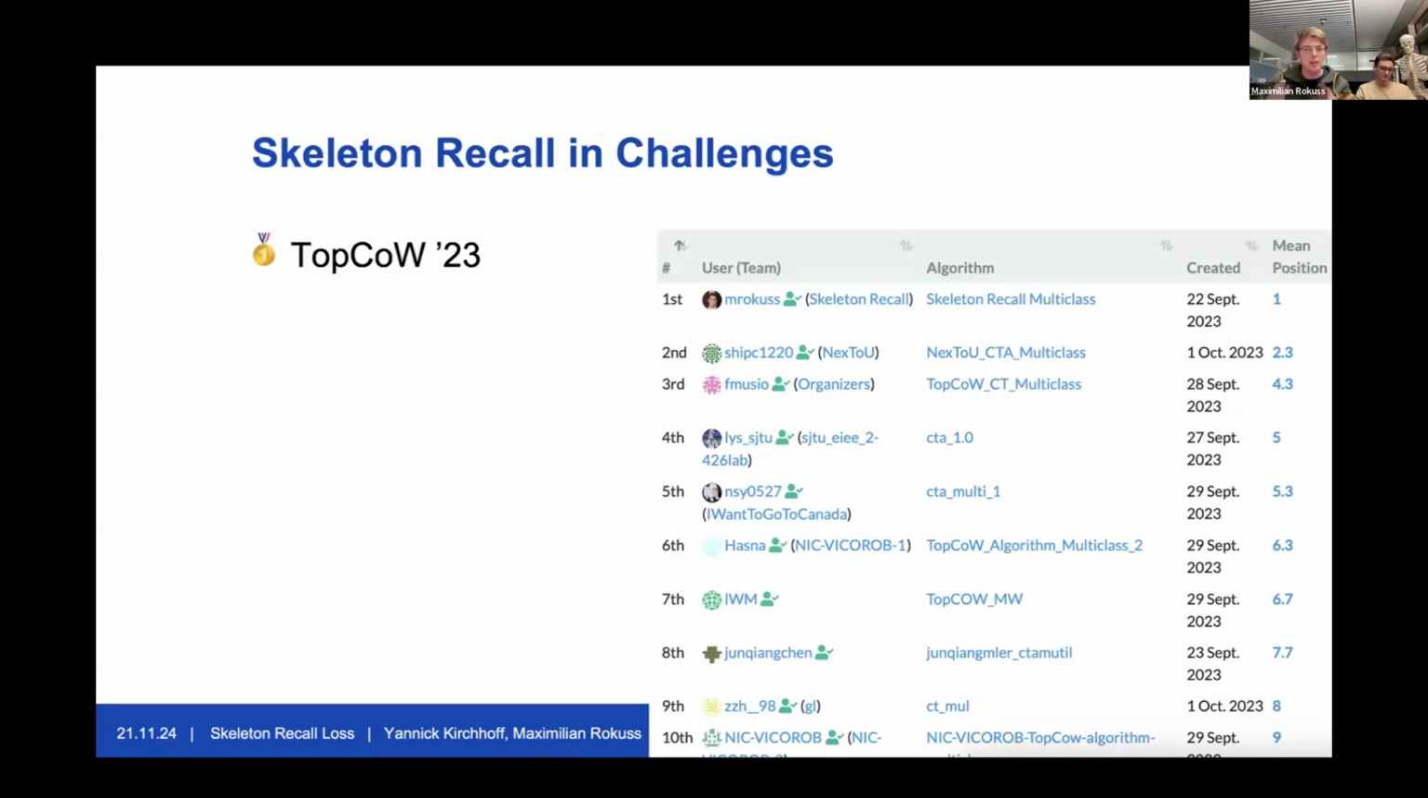But now that I've shown you the results we had in our table, and of course that's always something we do and we compare against other methods, it's always nicer to see it in a real world setting. So I'll show 2 examples here. During the time we developed Skeleton Recall, or actually the data sets which led us to developing Skeleton Recall, one of these was TopCow from the TopCow 2023 challenge. This was the one with vessels in the brain, and we were actually able to win this challenge using our Skeleton Recall loss. And I think we won first place on 3 of the tasks and second place on the last task.